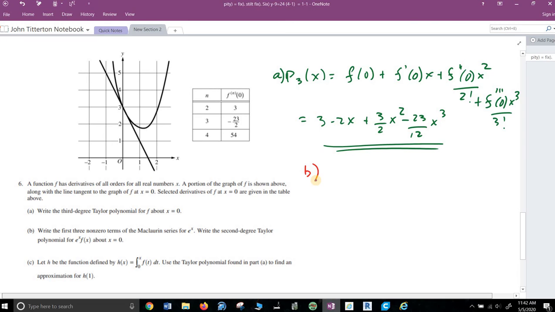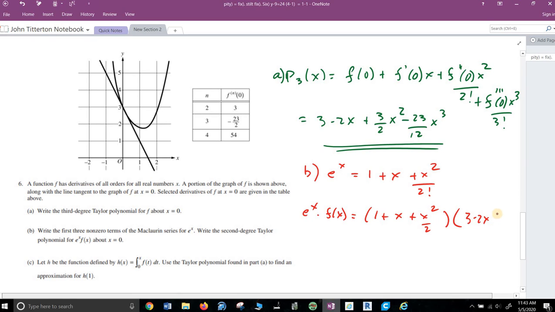B, write the first 3 non-zero terms of e to the x. 1 plus x plus x squared over 2 factorial, which is basically just 2. And then find the second degree polynomial of e to the x times f of x. So I don't need all 4 terms. E to the x times f of x equals 1 plus x plus x squared over 2.